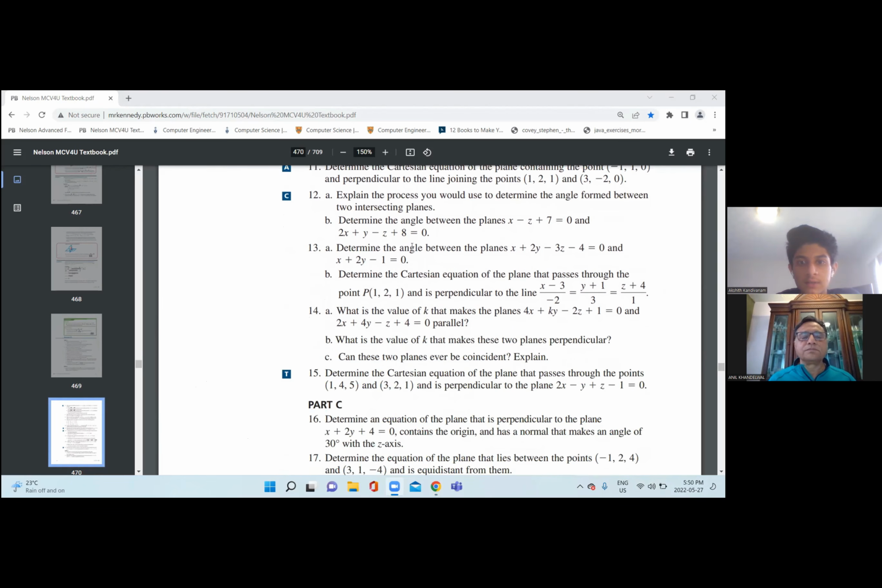Let's look into question 13. Read. Determine the angle between the planes x plus 2y minus 3z minus 4 is equal to 0 and x plus 2y minus 1 is equal to 0. Tell me how will you do it?